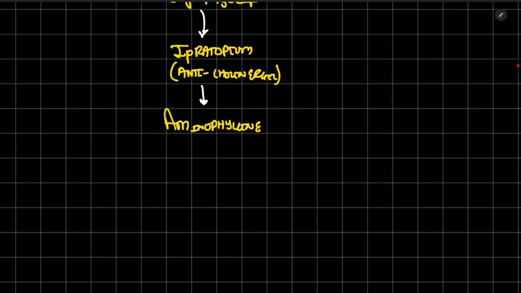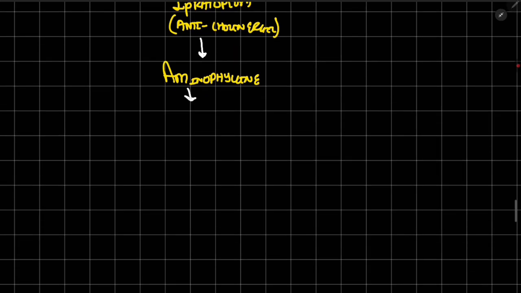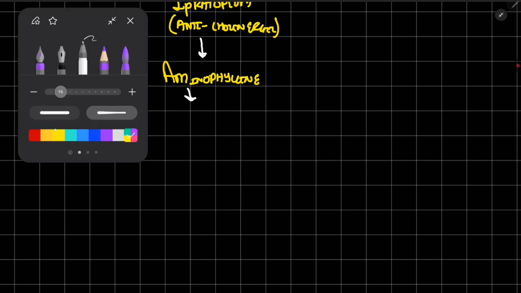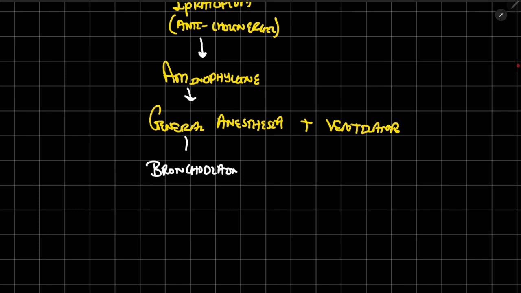Now, tell me one thing. If he is still not treated, we give the last one, general anesthesia, and we keep him on a ventilator. What will general anesthesia do? Bronchodilation in an unconscious state.